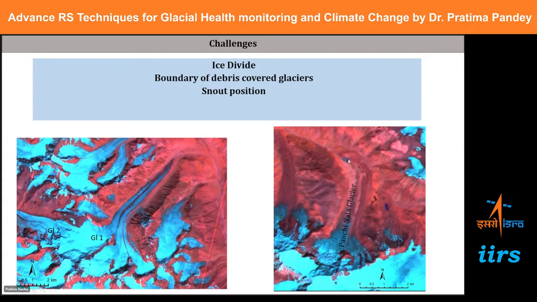So the existence of this type of lake, or sometimes the snout is more in the form of a cave. The shadow of that cave makes it easier to identify the snout in the image. So these are the challenges which we encounter while doing glacier mapping.